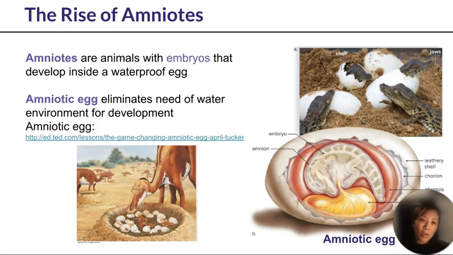So this egg not only eliminates the need of a water environment, but as we mentioned, it's going to provide the developing embryo with food and water, and it's also going to provide oxygen, as well as being able to remove nitrogenous waste. And the eggshell itself is going to protect the embryo. And this guy is a little reptile.